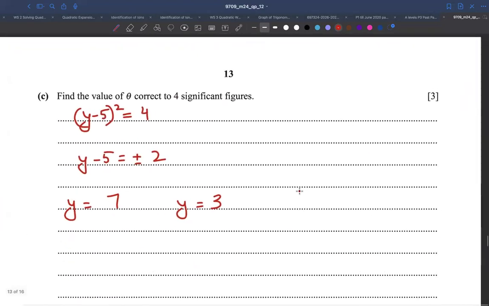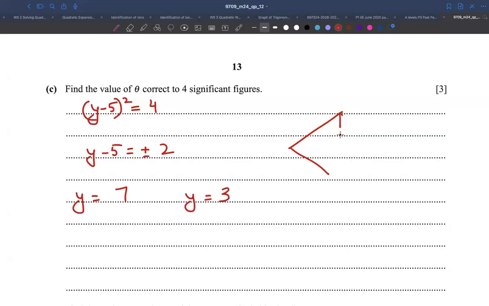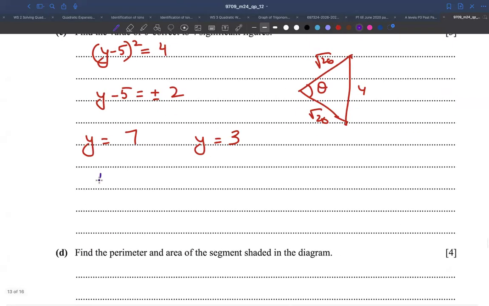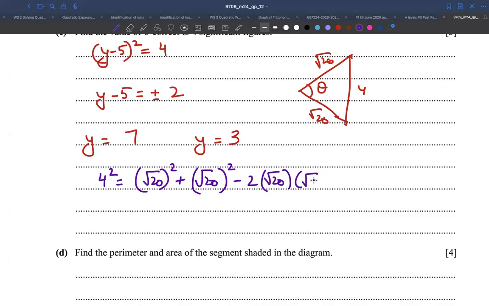Once we have this length as 4, I will do something that you have always done in your O-levels. Finding this angle theta, I will use the cosine rule. What is the cosine rule? c squared, which in this case is 4 squared, is equal to root 20 squared plus root 20 squared minus 2 into root 20 into root 20 cos of theta. 16 is equal to 20 plus 20, which is 40, minus root 20 into root 20, which again makes 20. 2 into 20 will make it 40 cos theta.